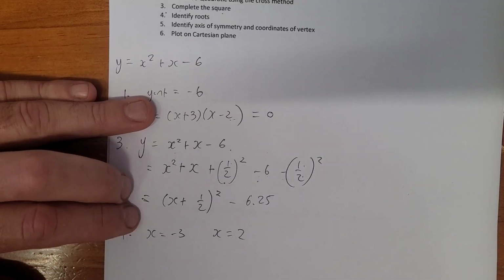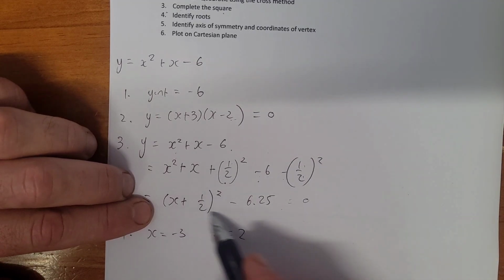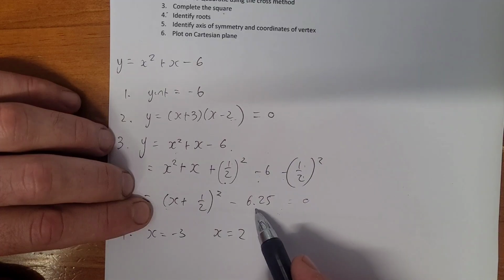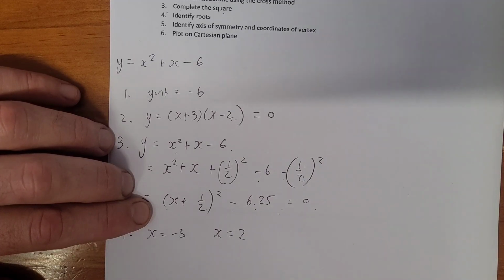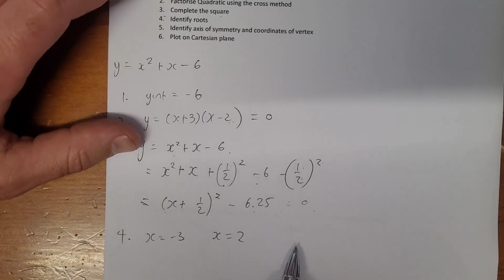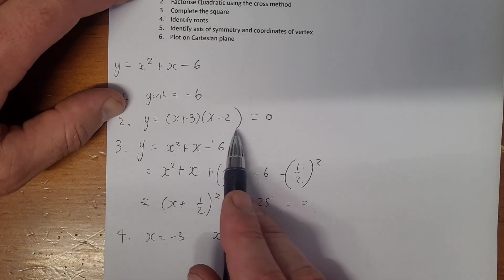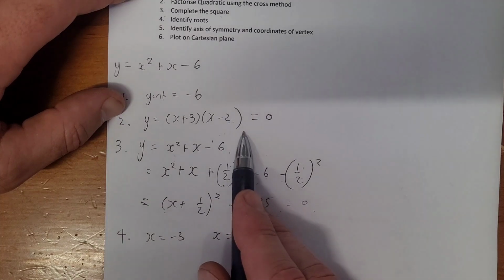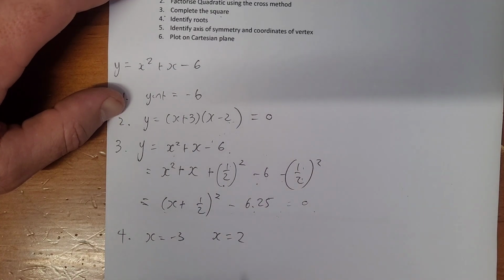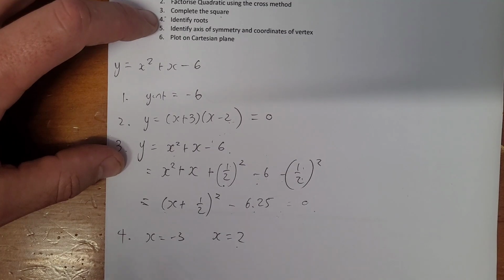The other way we could do it is if we set this equation equal to 0, and then just like we did on the previous page, moving the 6.25 over, taking the square root of both sides and then subtracting half. That's going to give us the same solutions as well. So either process will work. Definitely the cross method is much cleaner because of the nature of this particular quadratic. Okay, so part 4, we've identified the roots.